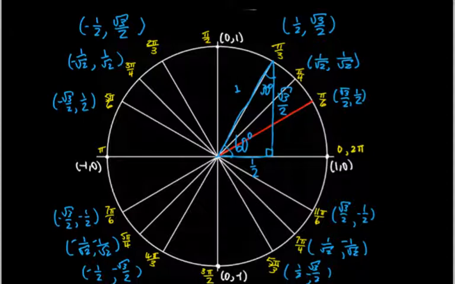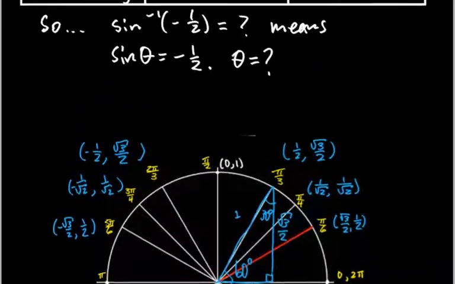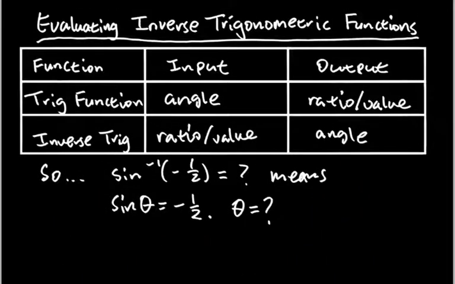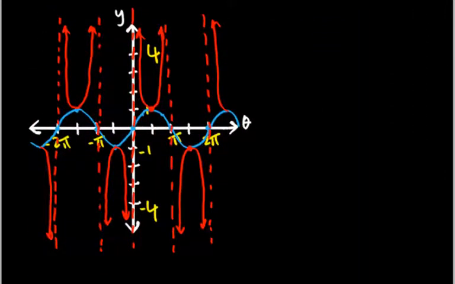We get 7 pi over 6 and 11 pi over 6, otherwise known as negative pi over 6. So what is it going to be then? Is it 7 pi over 6, is it 11 pi over 6, negative pi over 6? That's the question we're trying to answer here. So we're going to need to restrict this so that we can do that. Let's do that exact thing and see how we're going to restrict it.